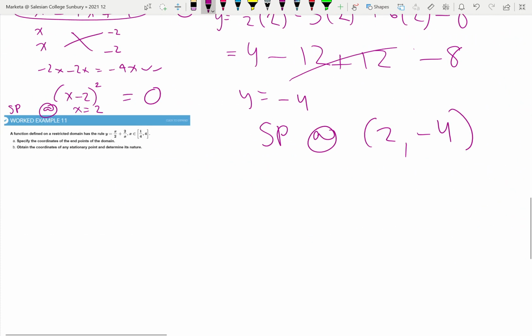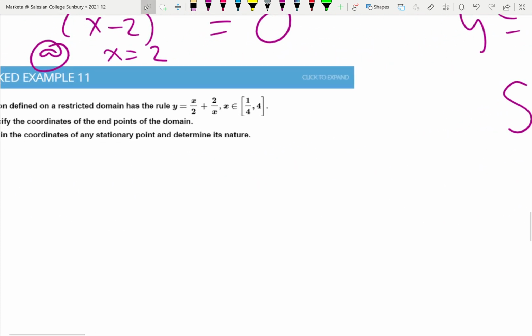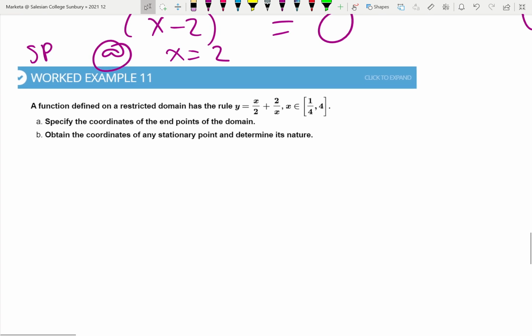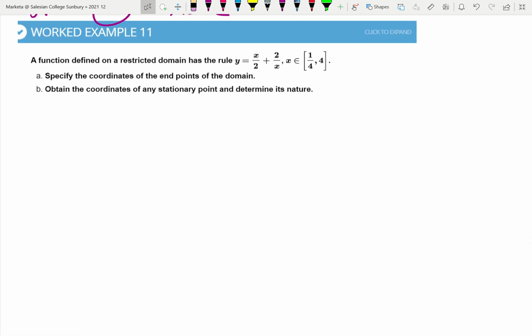All right, there's one last one here, and I'm just going to do it a little bit quickly. So the video is not too long. So here is our rule. Specify the coordinates at the endpoints of the domain. Okay, endpoints.